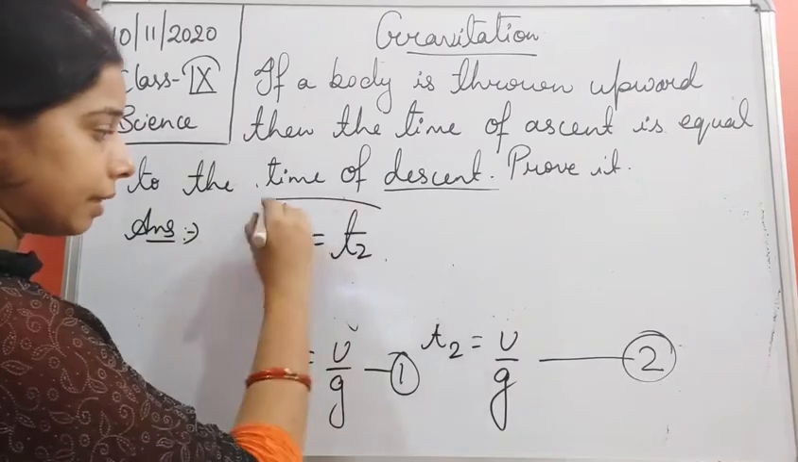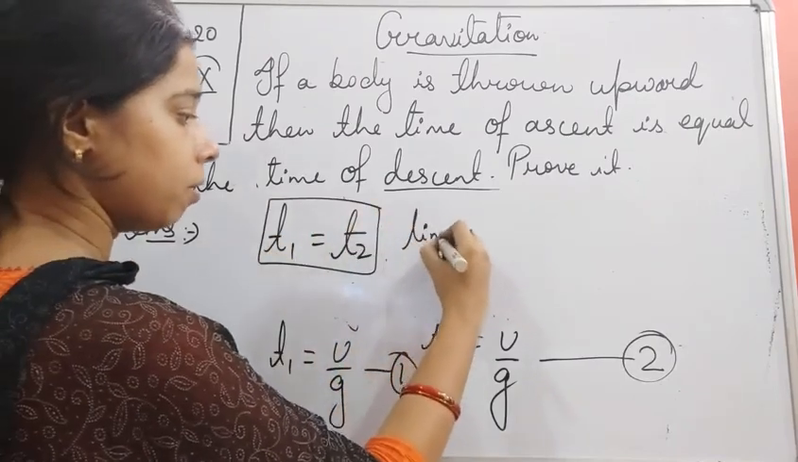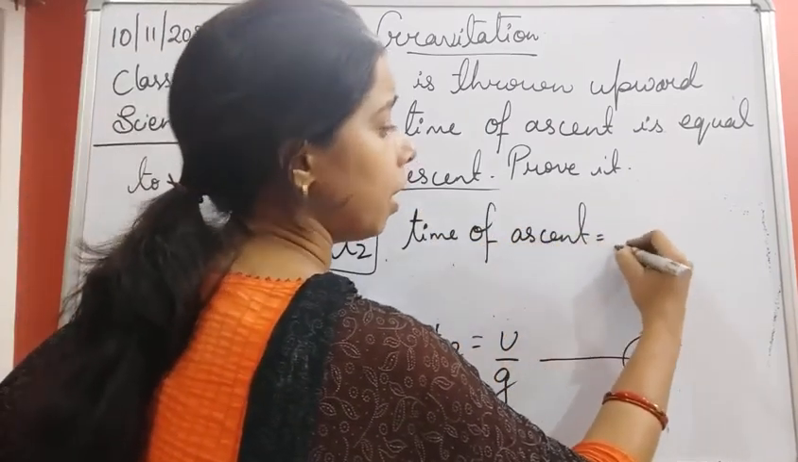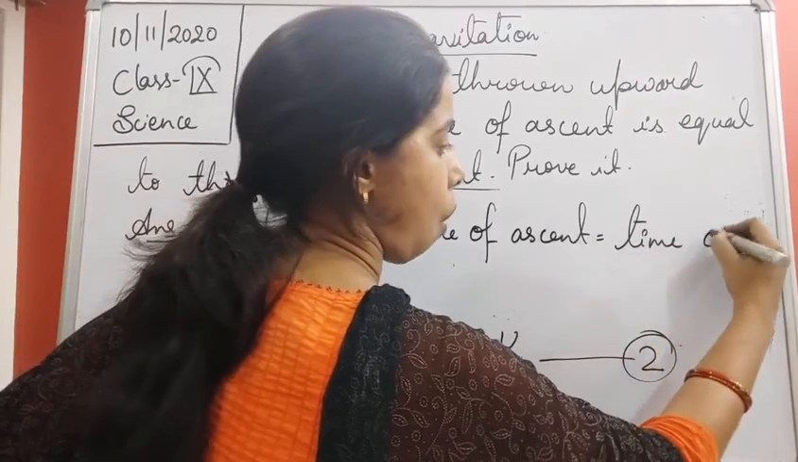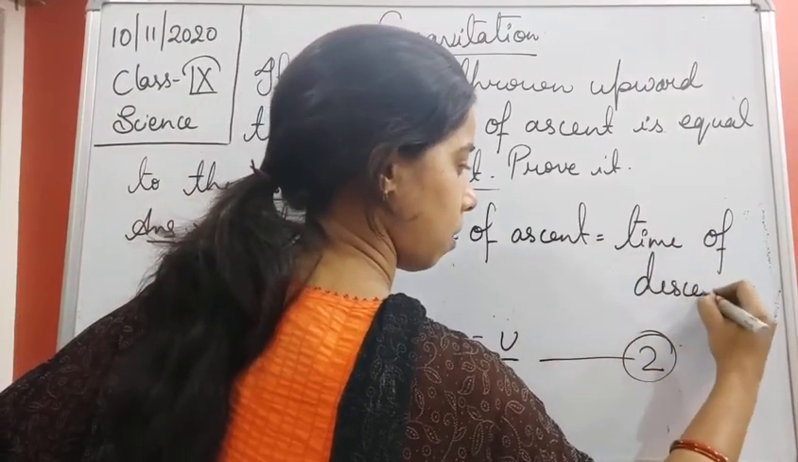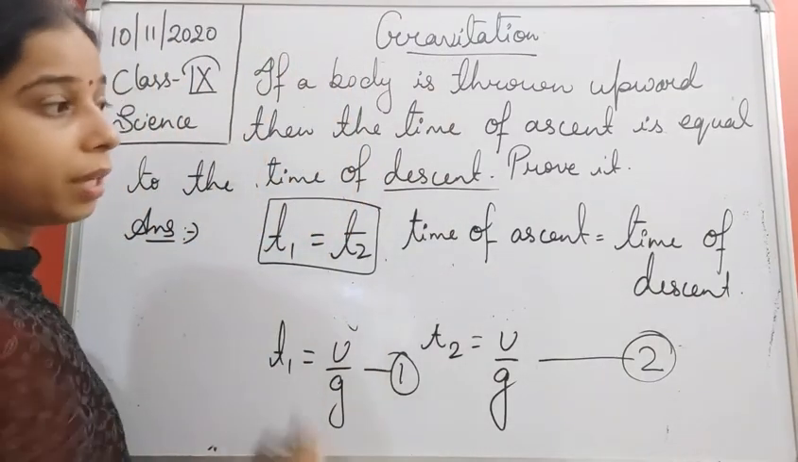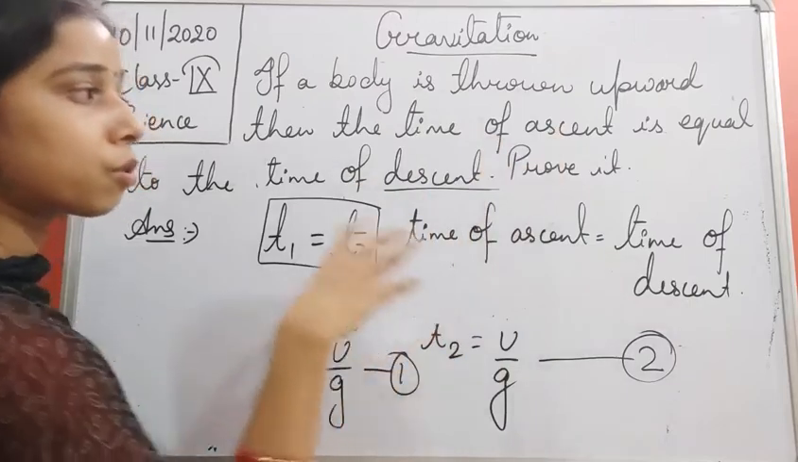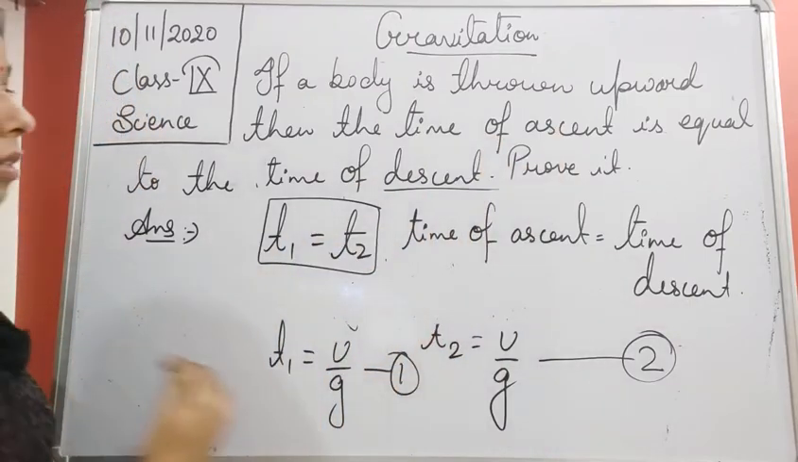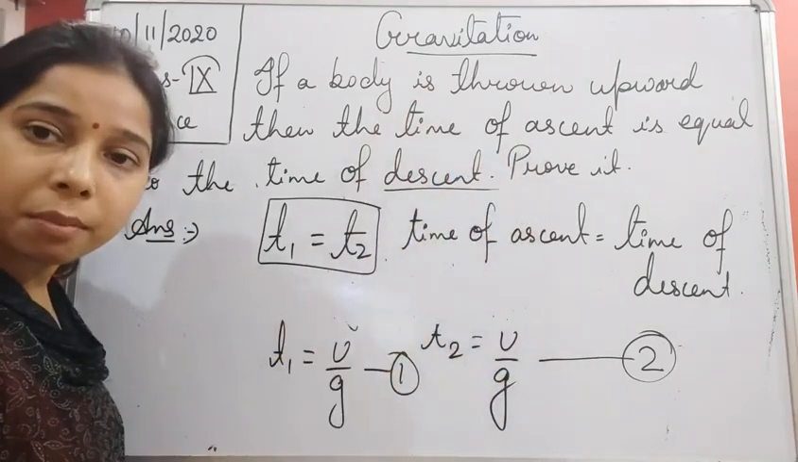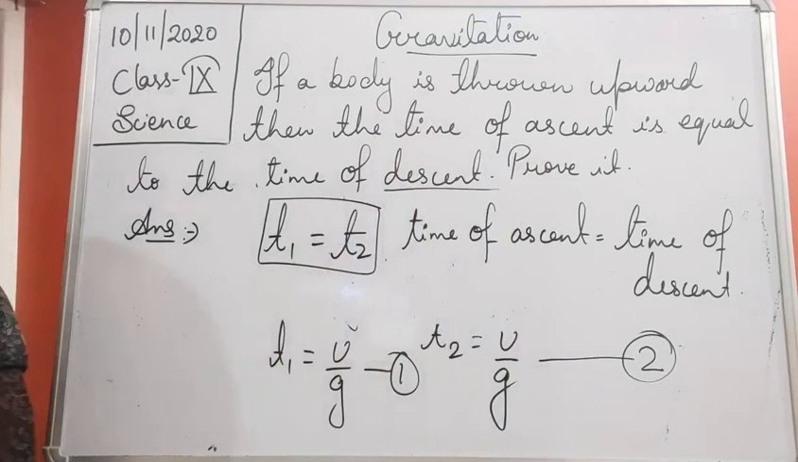So we can say that the time of ascent will be equal to the time of descent. By this, students, we have proved that when a body is thrown in the upward direction, the time of ascent is equal to the time of descent. Okay, now let us move to the next question. So now we will see the next question, students.